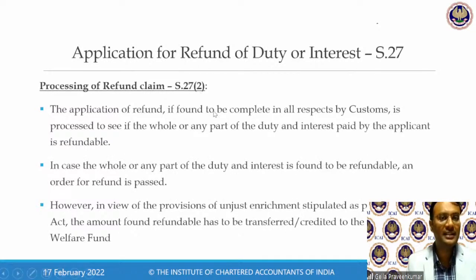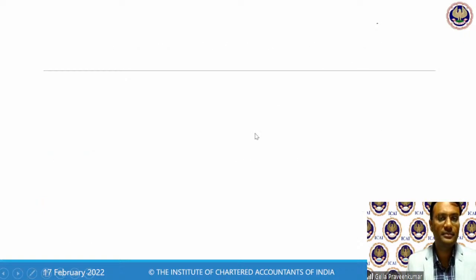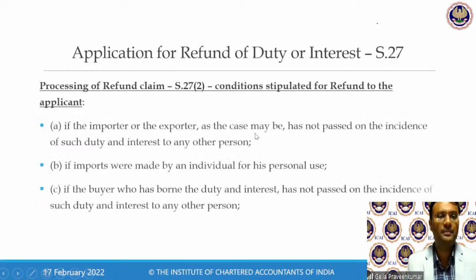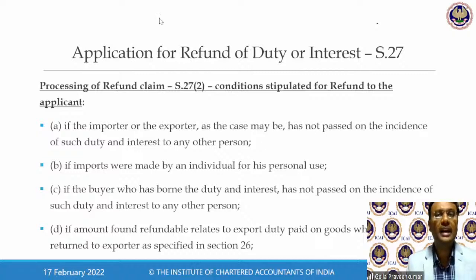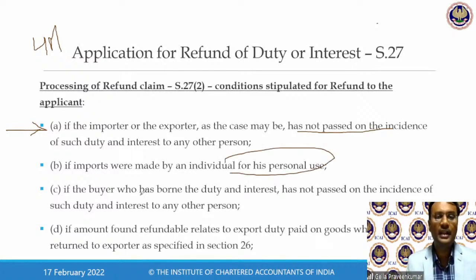Time limit, students, I'll just skip for want of time. Now, these are the principles called unjust enrichment, where you can expect a 4 marks theory question in the examination. What they say: if the importer or exporter, as the case may be, has not passed on the incidence, he has used it for personal use. If the buyer has borne the duty and interest and he has not passed on the incidence, so the buyer has retained the burden with him.